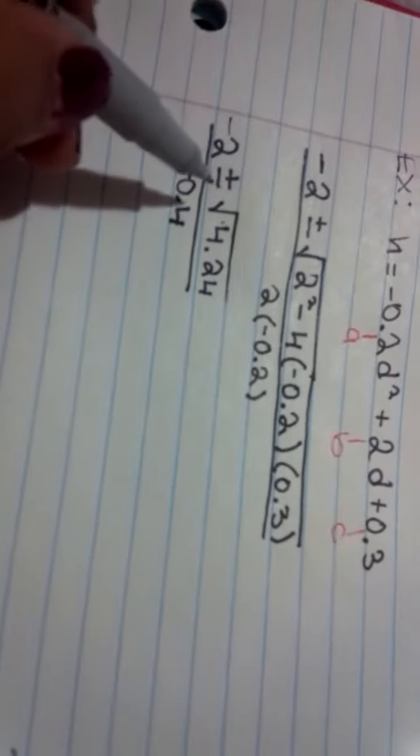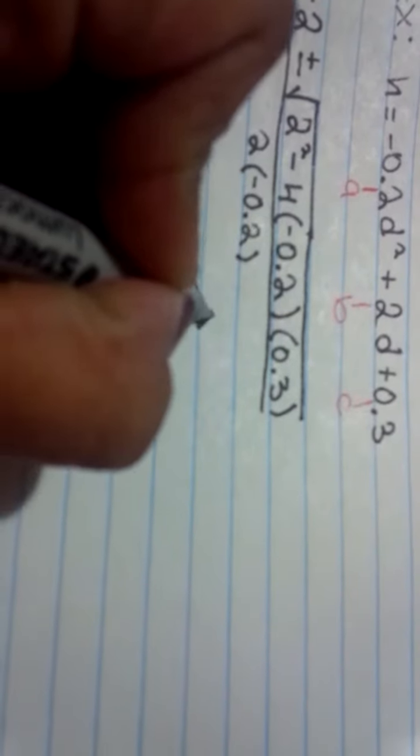So now, as you can see, there's a plus minus sign that I've written over here, which basically means we're going to do this equation twice. Once, we're going to add: -2 plus the square root of 4.24 divided by -0.4. And the other time, we're going to be subtracting: -2 minus the square root of 4.24 divided by -0.4. So let's do arrows, and then we'll solve it. So let's do one over here, and let's do one over here. So let's first do the addition.